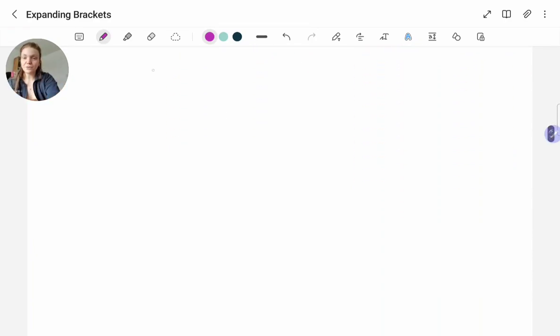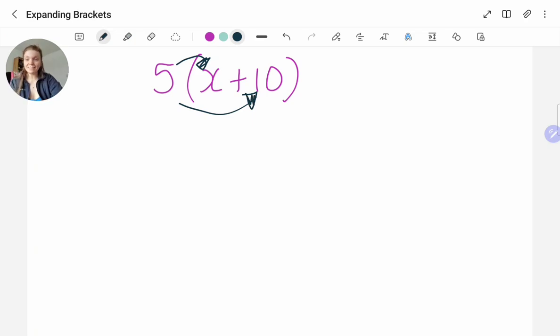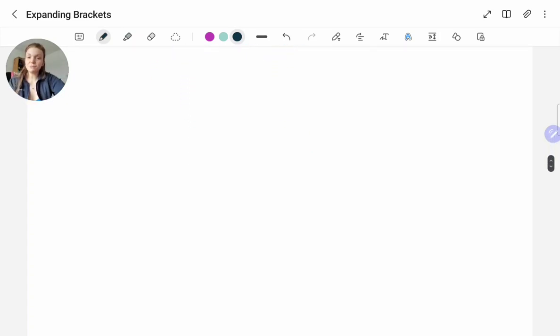Okay, let's try another one. 5 upon x plus 10. Again, let's put in our arrows. We're being asked to expand this bracket. 5 times x is 5x, plus 5 times 10 is 50. Feel free to pause and try them yourselves before you reveal your answer.